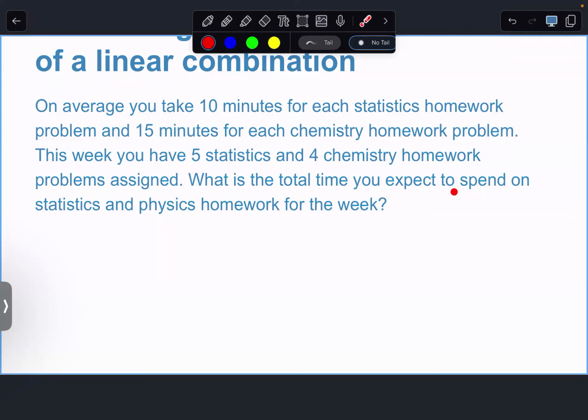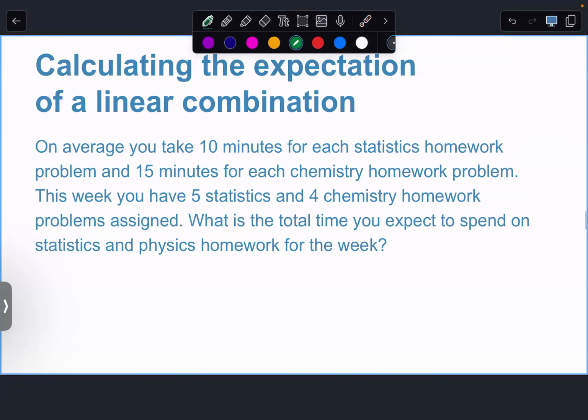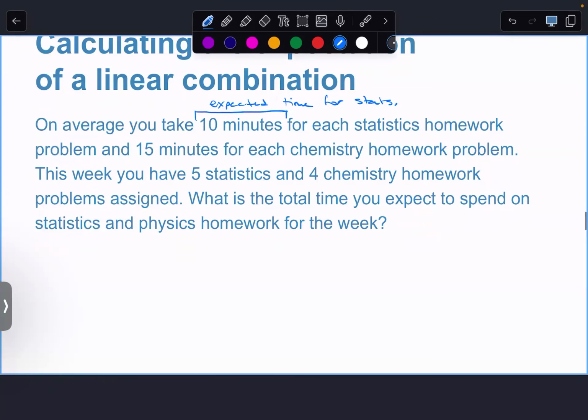Yeah. So now we have been given the expected time already for a stats homework question. So this is the expected time for stats. In fact, how about for some shorthand, I'm going to let S be a statistics homework problem, and C can be a chemistry homework problem.